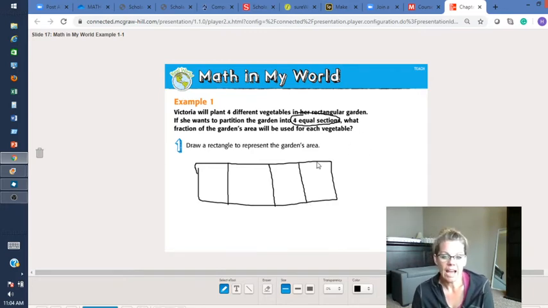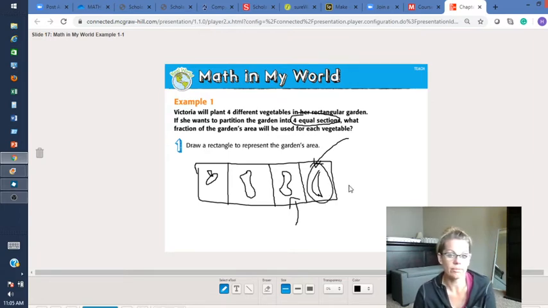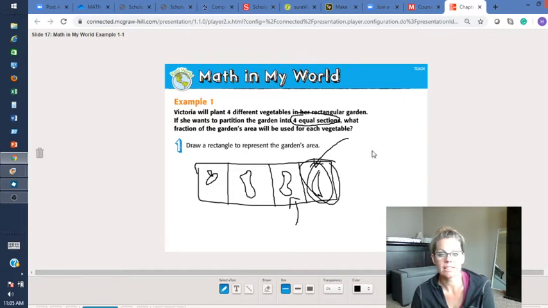Now, if we have a different vegetable, so maybe we have a tomato here, and we have a zucchini here, and we have a squash here. That looks great. And maybe we have some peas here, right? What fraction of the garden's area will be used for each vegetable? So here's a vegetable, and here's one, and they're different. So what is this fraction right here of the whole thing? This square. That's going to be 1/4, right? That's easy. Too easy for you. Okay, let's try the next one.